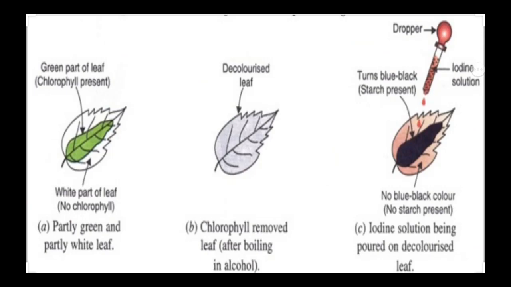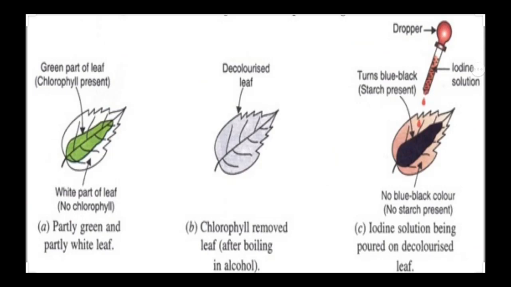So again, this is another example. Here we have a leaf that has green color in the middle and is colorless on the outside. Green color in the middle means that there is chlorophyll. As we said, the chlorophyll gives the plant its green color. The white or colorless part around the green part does not contain chlorophyll because it has no green color. So the white part of the leaf means there is no chlorophyll.